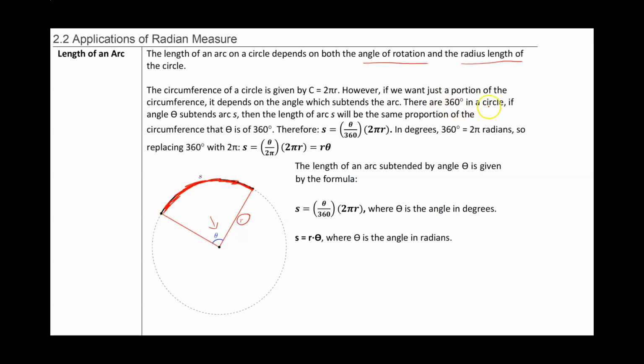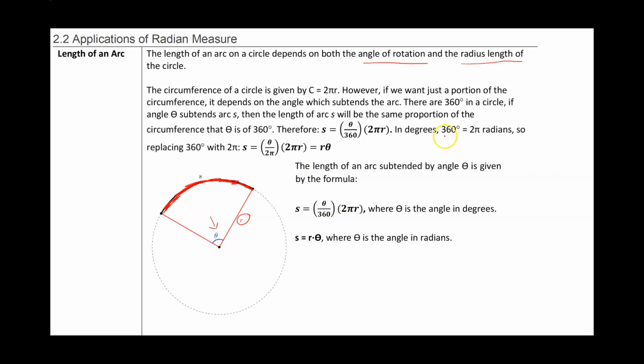There are 360 degrees in a circle, and if theta subtends arc S, which means that arc S is created by angle theta, then the length of arc S will be the same proportion of the circumference that theta is of 360. So the arc length S is going to equal the portion of the entire circle that theta is, theta over 360, times the circumference, which is 2 pi r.